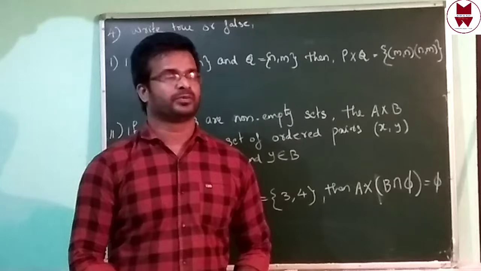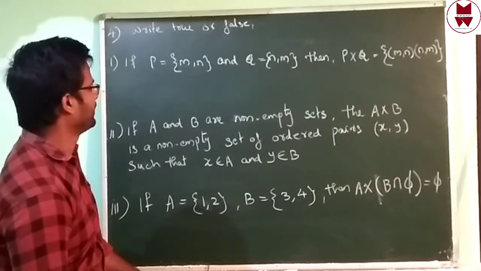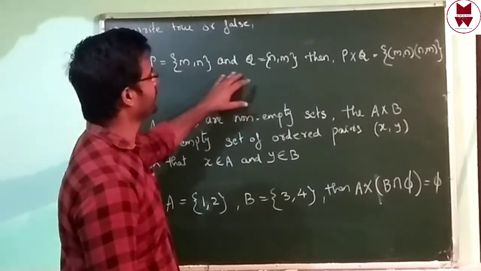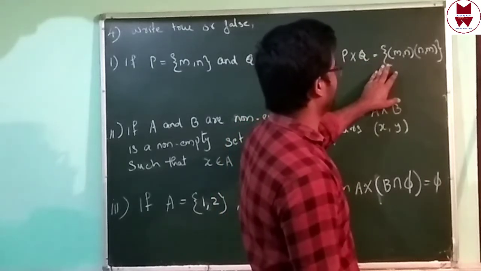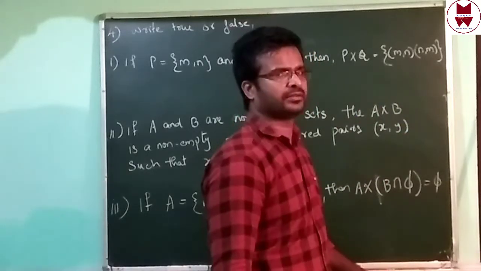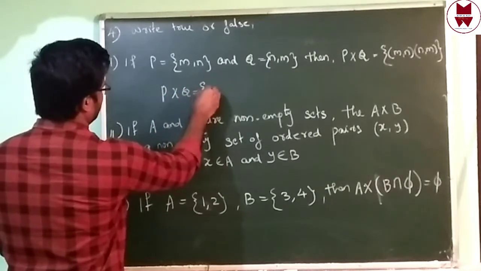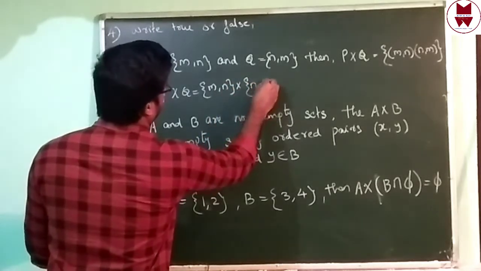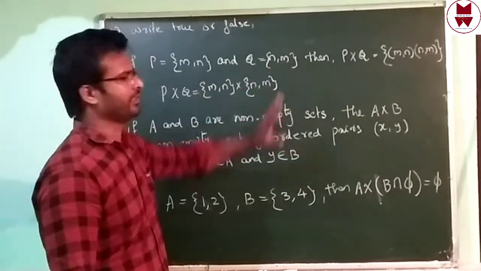Now we can see question number 4. Write true or false. In case false, we have to write the correct statement. If P equals set Mn and Q equals set Nm, then P cross Q equals set, or data pair, Mn, Nm. Check it. Is this correct or not? If you write P cross Q, we can write set Mn cross set Nm. P means set Mn, then Q means set Nm, isn't it?